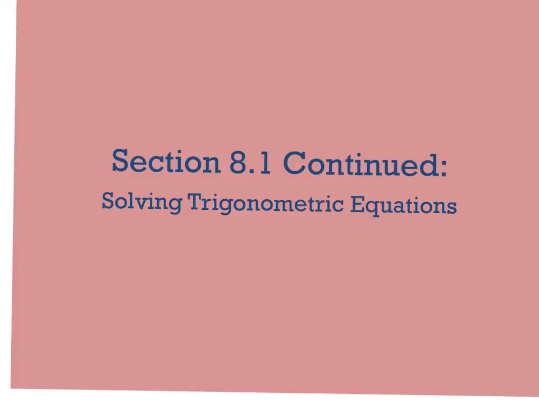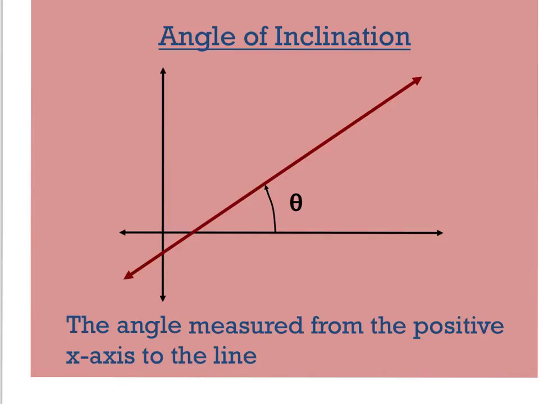In this video, we're going to look at section 8.1. There are two more types of problems we need to cover, and we're going to look at those right now. The first type of problem deals with something called the angle of inclination, which is defined as the angle measured from the positive x-axis to the line.